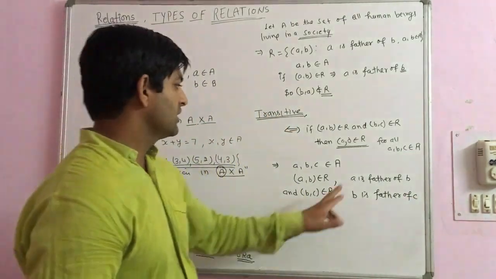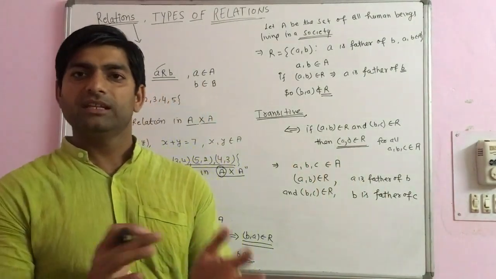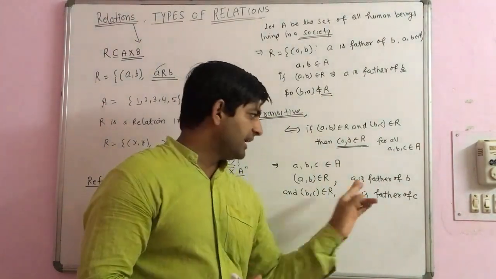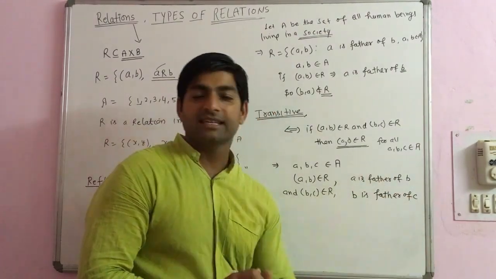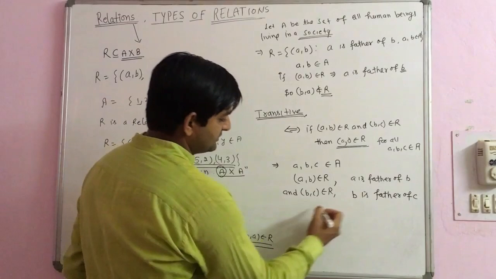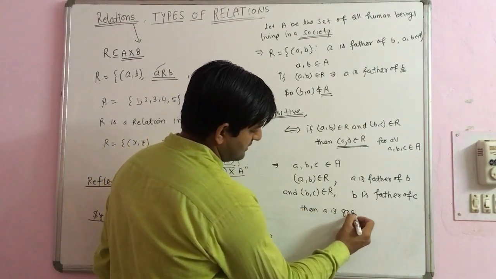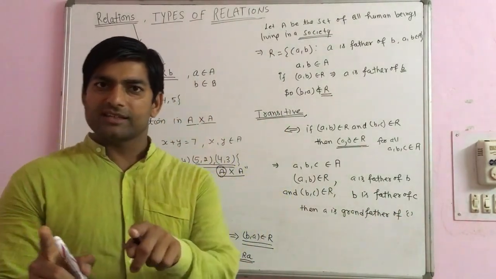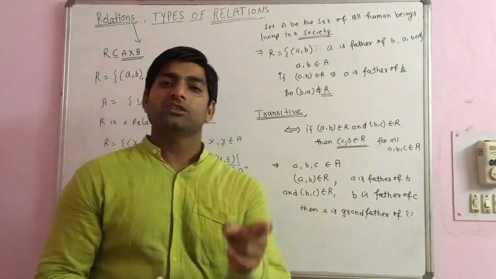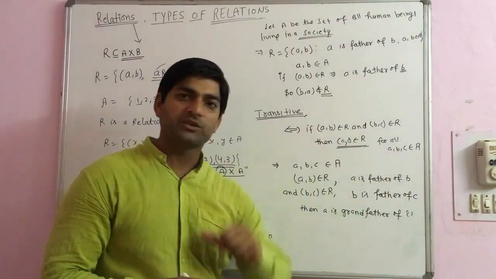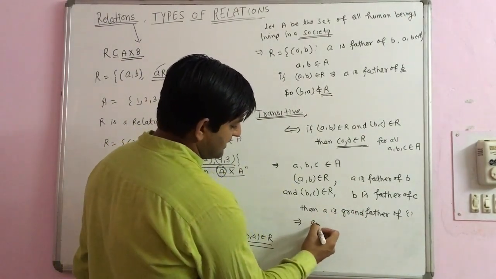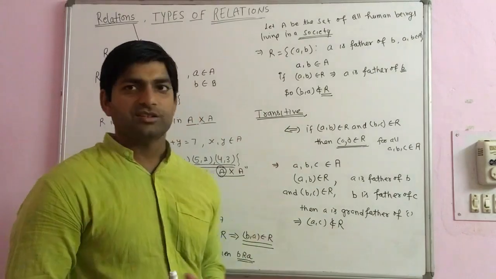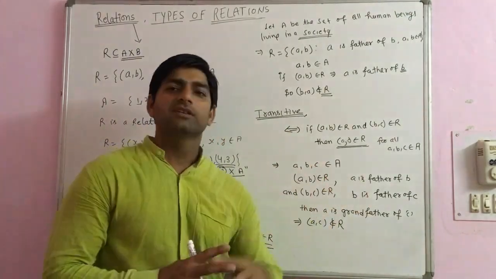Now we want to check a relation between A and C. A is father of B, B is father of C, then A is grandfather of C. So if we want AC to be in R, then A should be father of C. But here A is grandfather of C. So we cannot write that; it implies AC is not in R, then it is not a transitive relation.